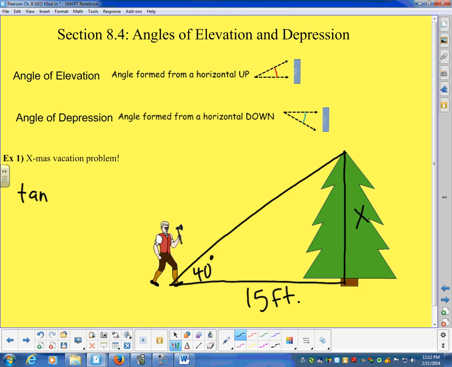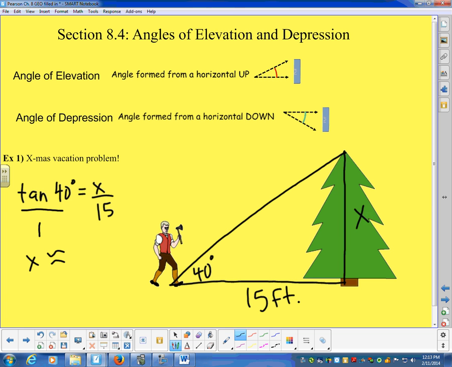So I've got tangent of what? 40, yep, equals what over what? It's going to be x over 15. It's opposite over adjacent. TOA. T-O-A. Opposite over adjacent. So now how do I solve this for x? Let's multiply. If you could tell me what you get for x, approximately.